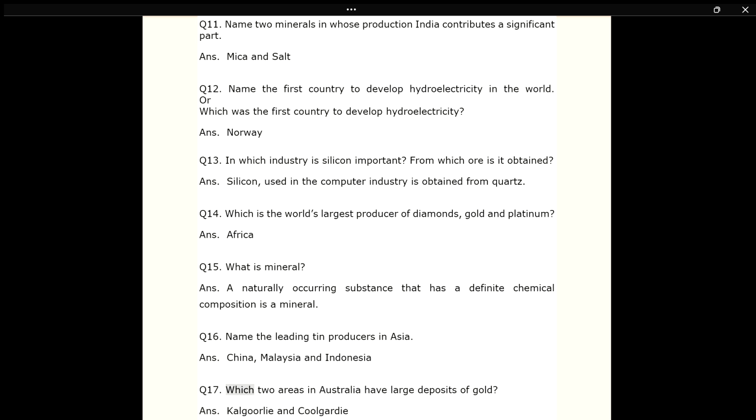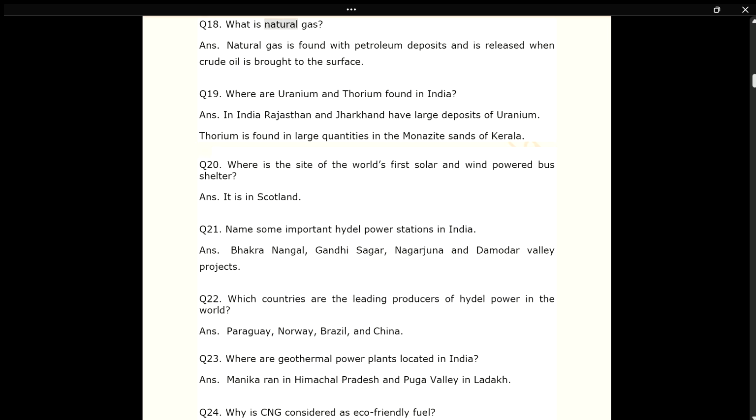Q17. Which 2 areas in Australia have large deposits of gold? Ans. Kalgoorlie and Coolgardie. Q18. What is natural gas? Ans. Natural gas is found with petroleum deposits and is released when crude oil is brought to the surface.